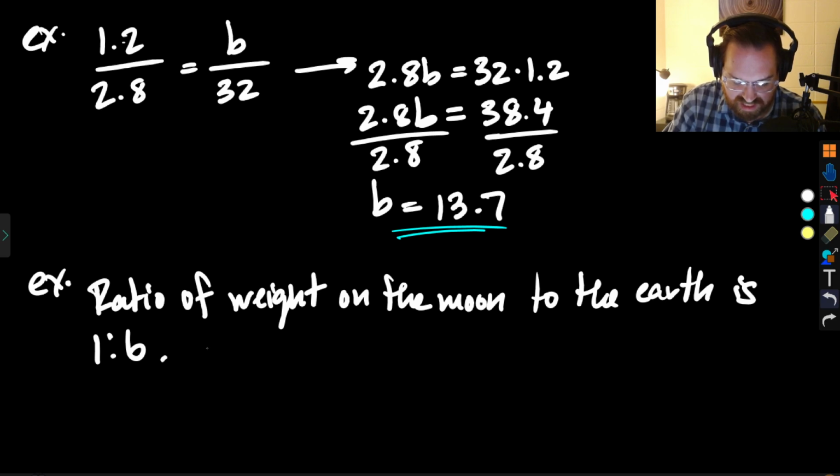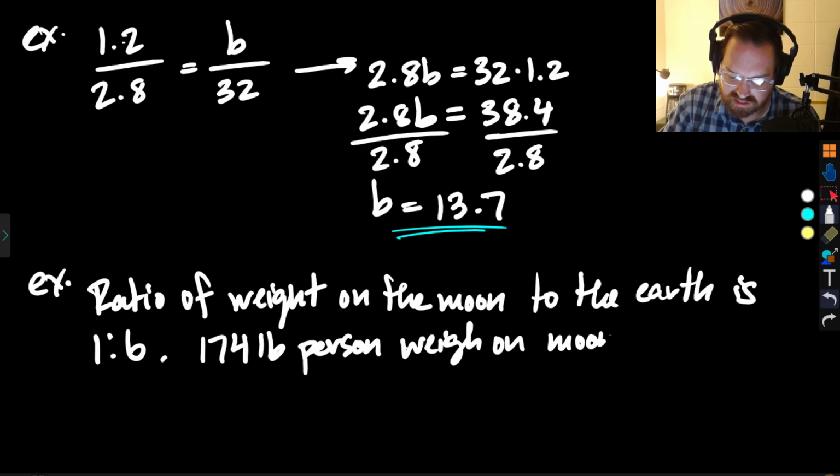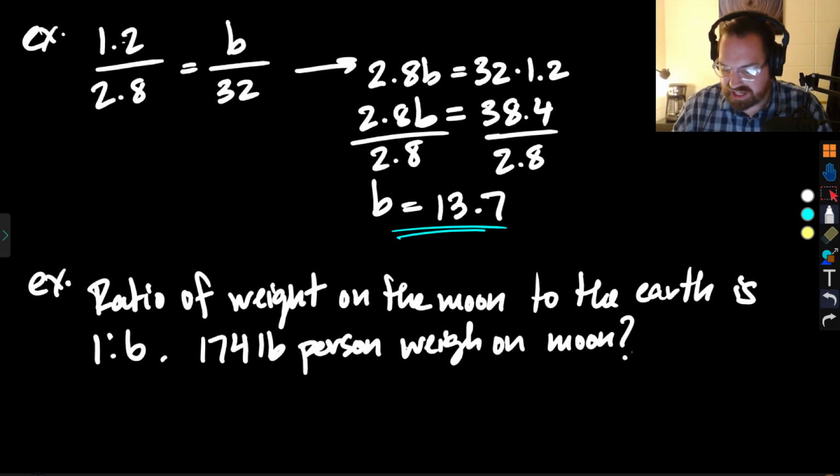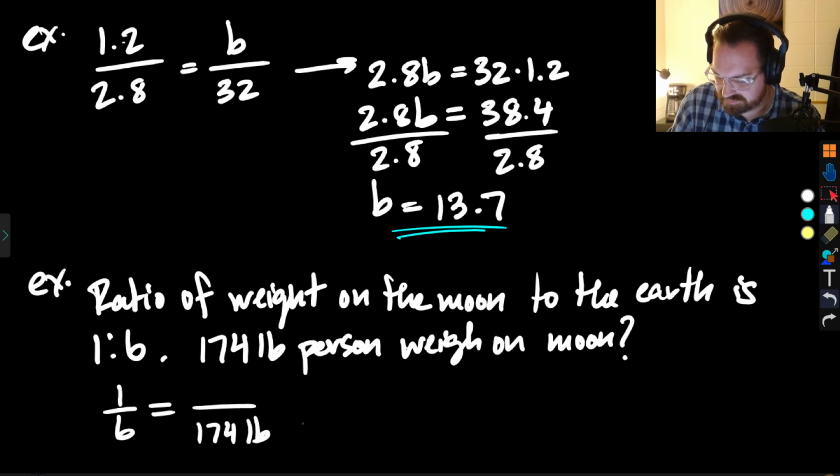So how much would a 174-pound person weigh on the moon? All the important questions we have to address here. Remember, proportions like this or ratios like this can be written as fractions. So this is going to be 1/6. And I know the weight of the person on the Earth, and we do not have the weight of the person on the moon. So we have this proportion now.